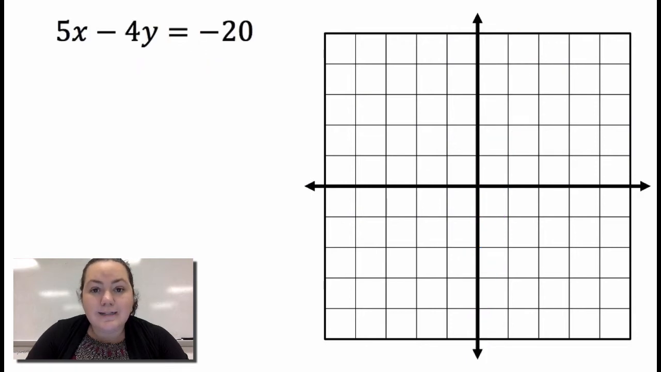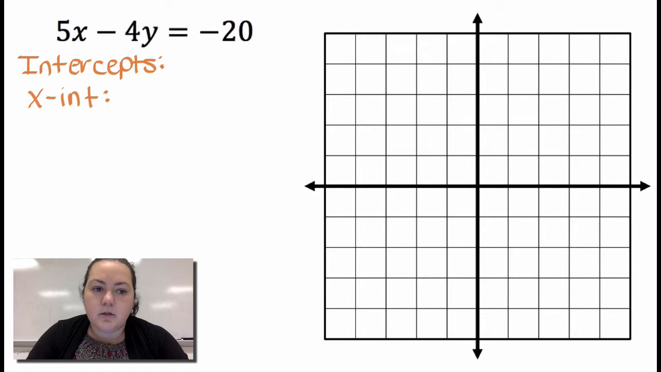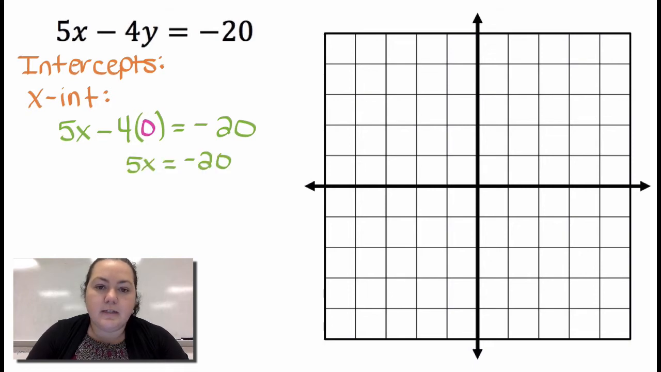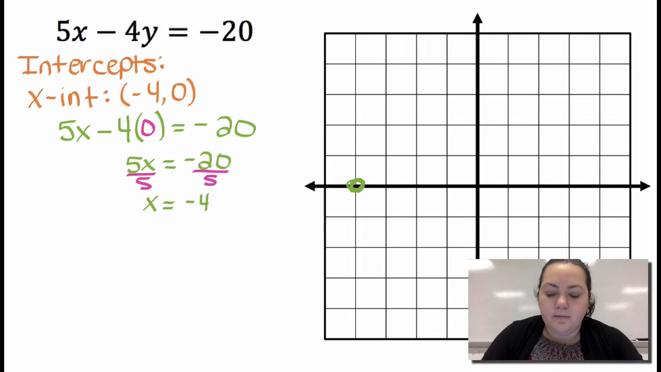All right, this one is not in slope-intercept form. It's in standard form where it's ax plus by equals c. So we can either rearrange it into slope-intercept form or we can find the intercepts. So let's try finding the intercepts. So the x-intercept, I'm going to plug in 0 for y. And then if I plug in 0, 4 times 0 is 0, so that's gone. So I'm left with just 5x equals negative 20. And then if I divide by 5, I get x equals negative 4. So my x-intercept would be negative 4, 0. So I'm going to go to negative 4, 0, and put a dot there.